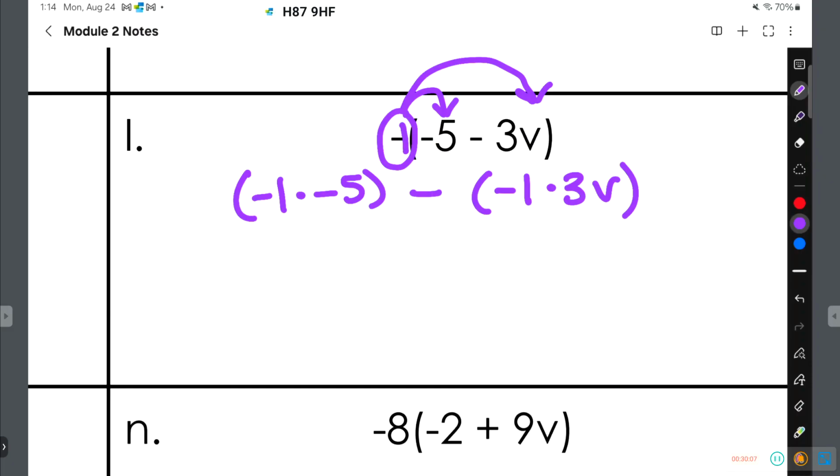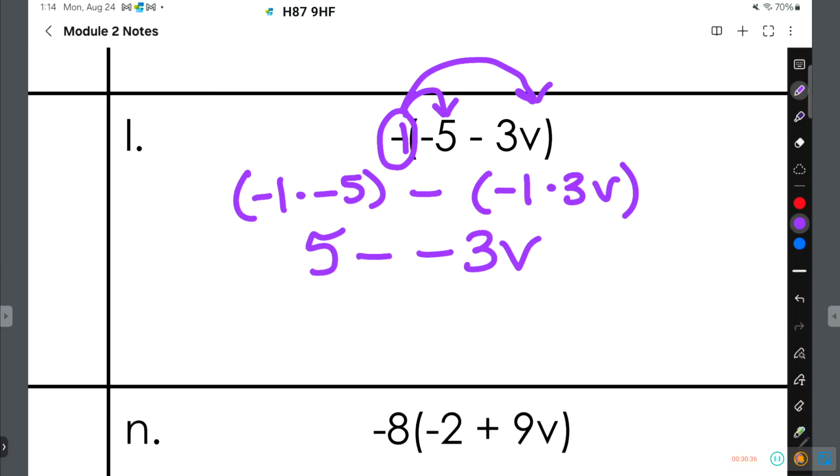Start making your running list of the words that they said that several of them repeat. So it may not be as long as it looks like it's going to be. All right, so what did we get? I got positive 5, negative, minus negative 3v.